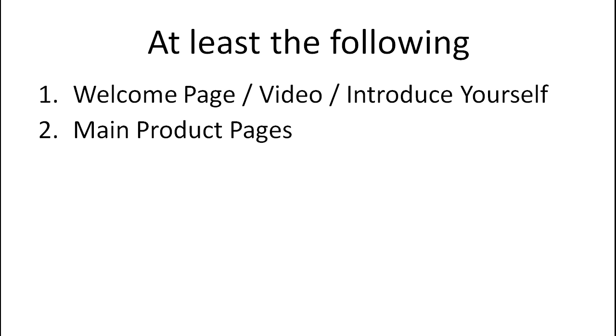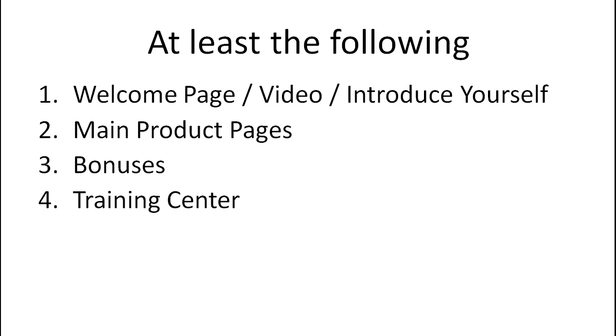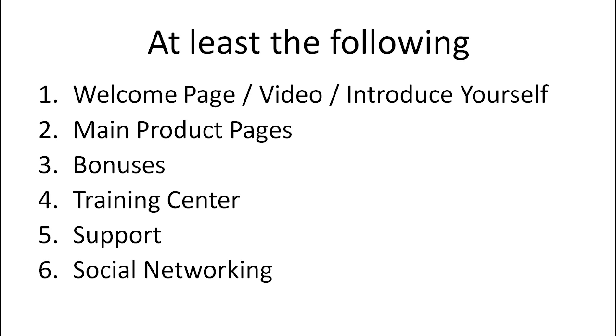Number 2 will be the main product pages, and you can have many pages in this section. Number 3 will be the bonuses. Number 4 will be the training center. 5 will be support. And 6 will be social networking. Now these are the minimum, so you can have any other pages that you want.